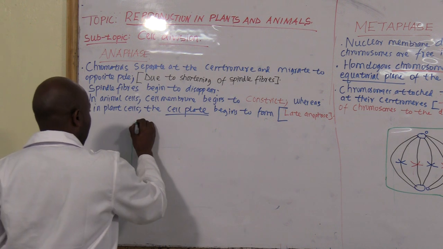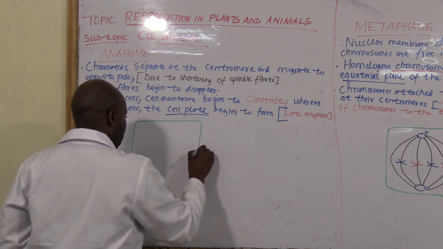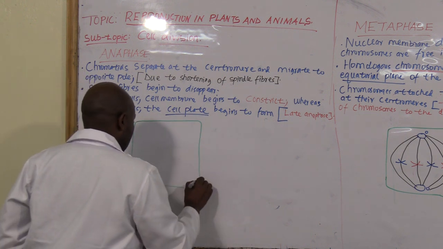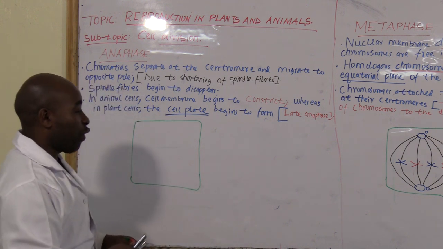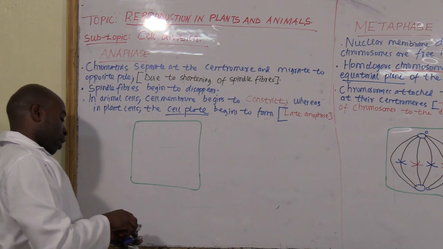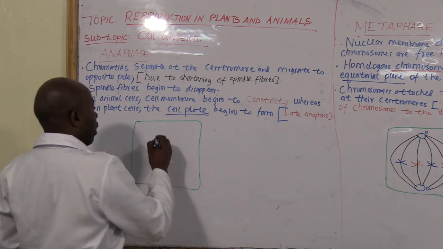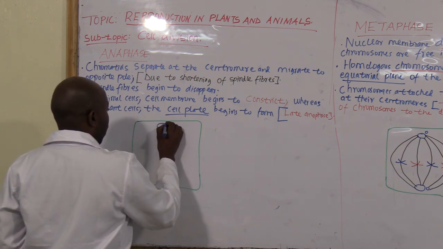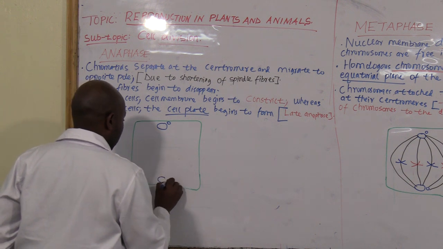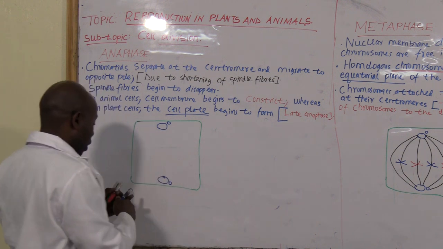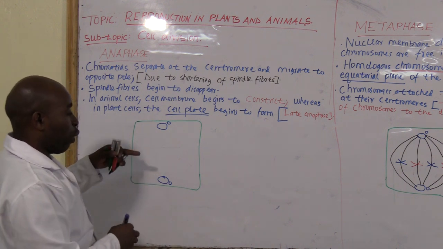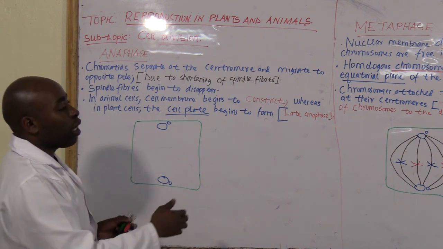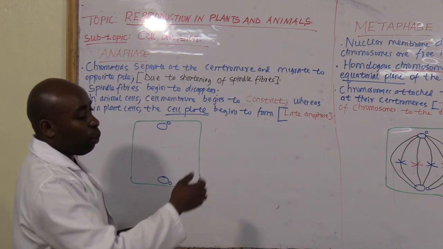So this was our cell membrane. I'm using the typical animal cell to represent that. So you no longer have the nucleolus, but we still have the centrioles. We have the centrioles at this juncture here. So these spindle fibers begin to shorten by pulling towards the opposite pole. As they shorten, they'll be pulling the sister chromatids to the opposite poles.